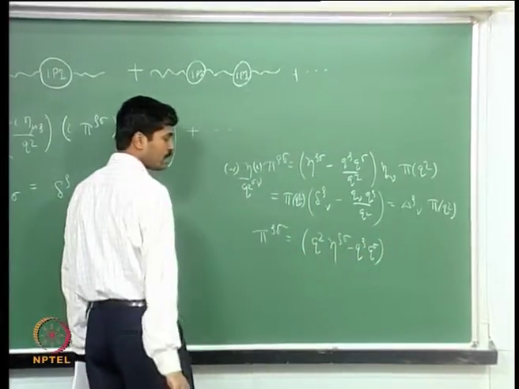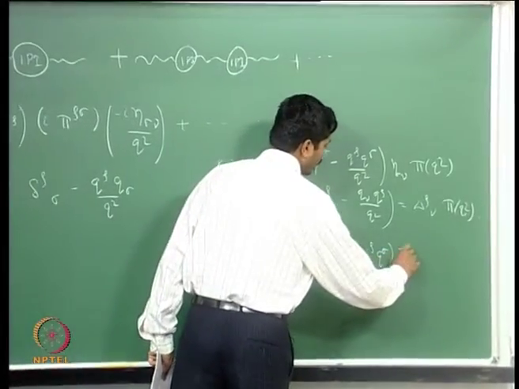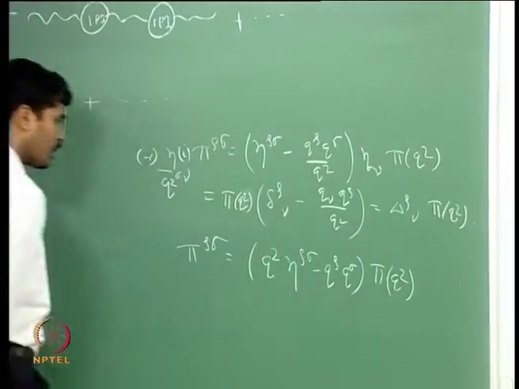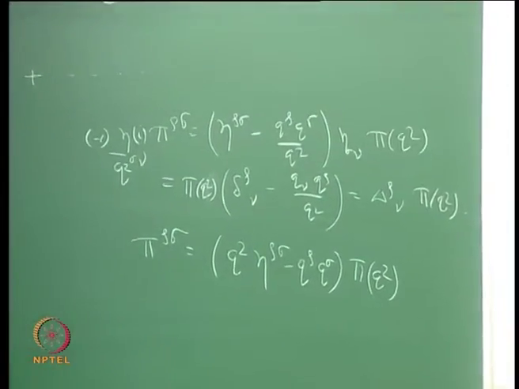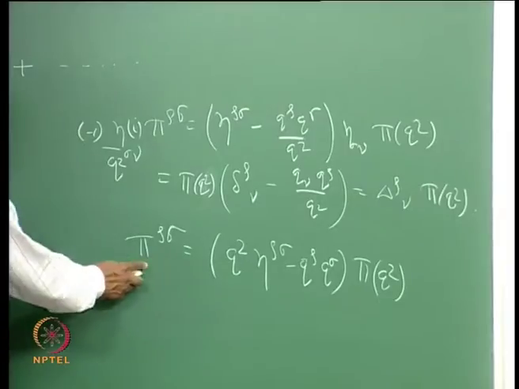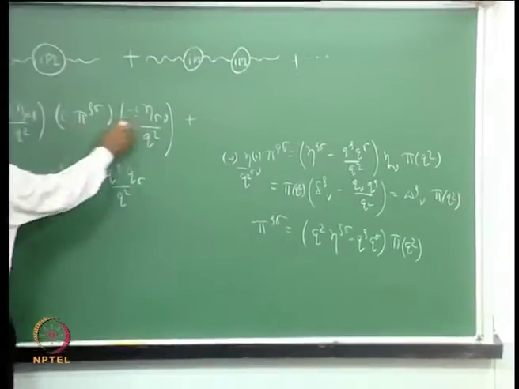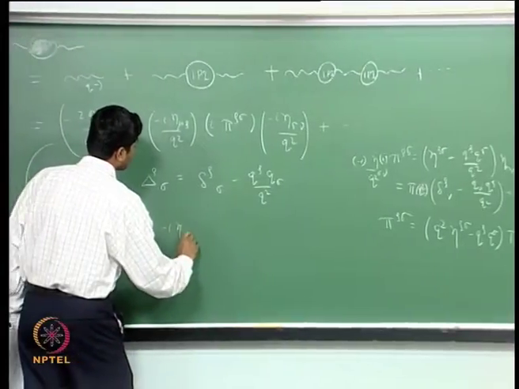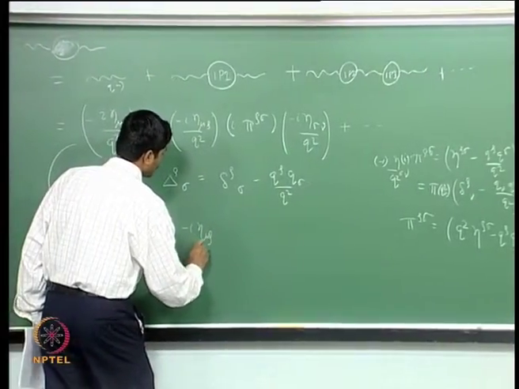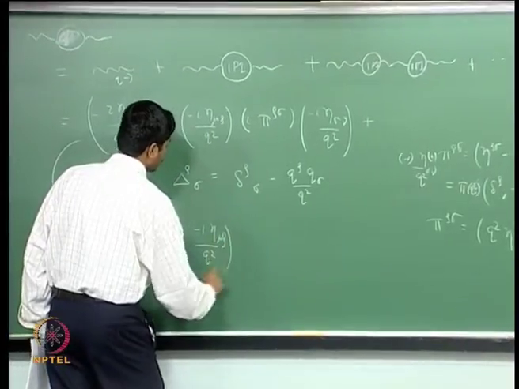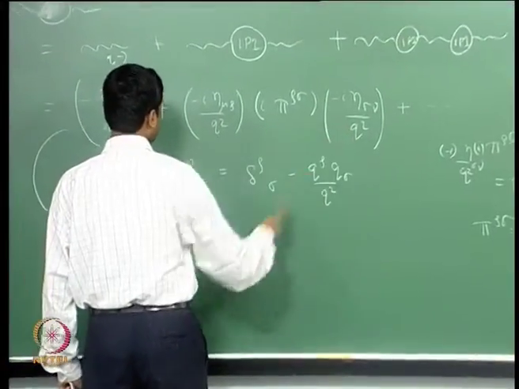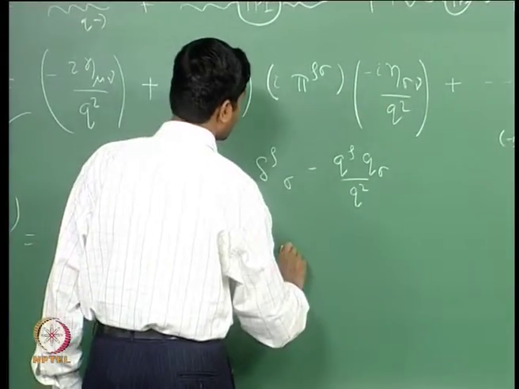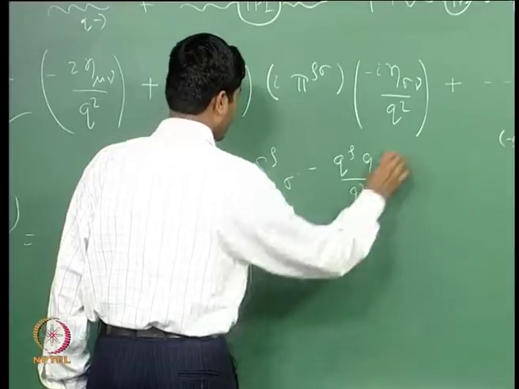Word identity uniquely determines this form times some scalar function of pi of q square, which we need to determine by doing explicit computation. So, if this is what is pi of rho sigma, then this term is given by minus i eta mu rho divided by q square times the product of these two terms, which is simply delta sigma contracted.